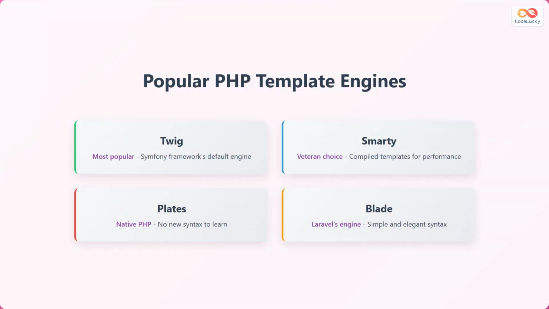Here are some of the popular PHP template engines. First, Twig, the most popular option, is the default engine for the Symfony framework. Next, Smarty is a veteran choice that uses compiled templates for enhanced performance. Plates uses native PHP, so there is no new syntax to learn. Finally, Blade is Laravel's engine, offering a simple and elegant syntax.